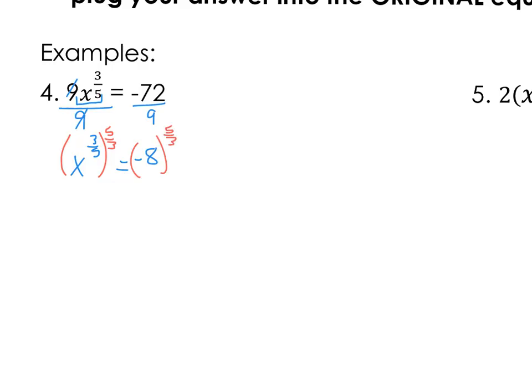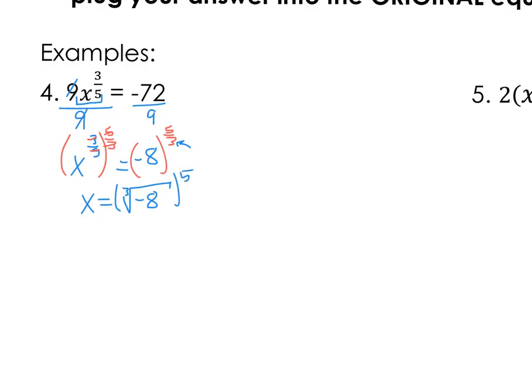On the left, power of a power, technically we multiply. 3 times 5 is 15, 3 times 5 is 15. So we get 15 over 15, everything cancels out, leaving us with x on the left. On the right-hand side, we need to convert this to radical form and use our power chart. I'm going to write my radical symbol, -8 is going to go on the inside, my index is 3, that goes in the corner, and then we'll raise our answer to the 5th power.